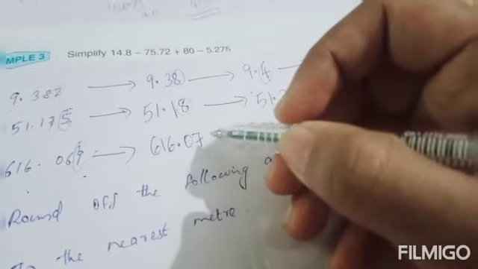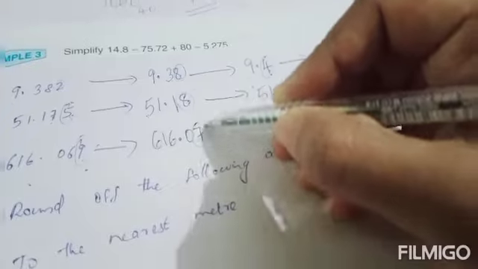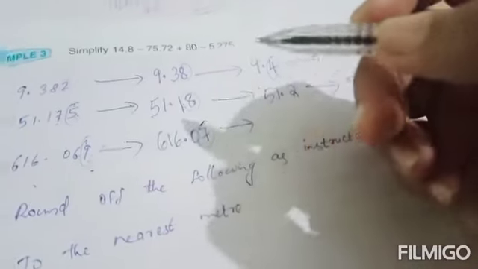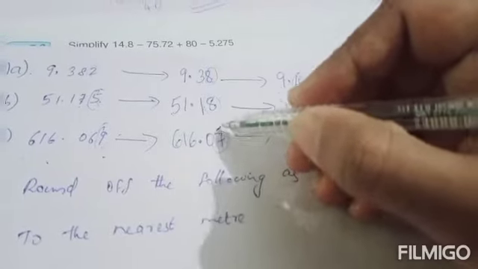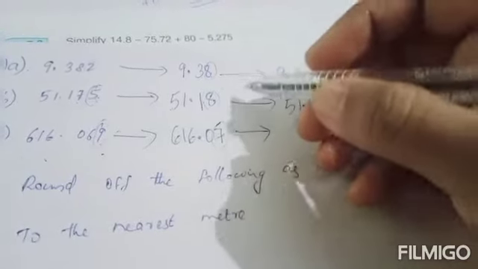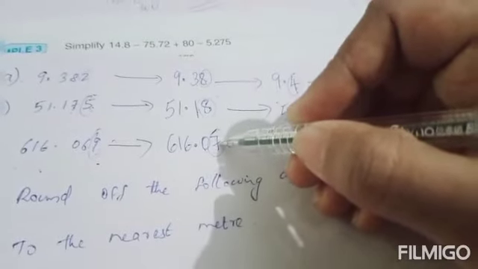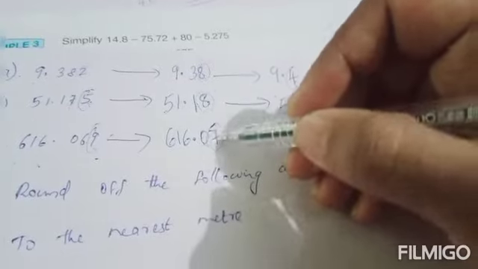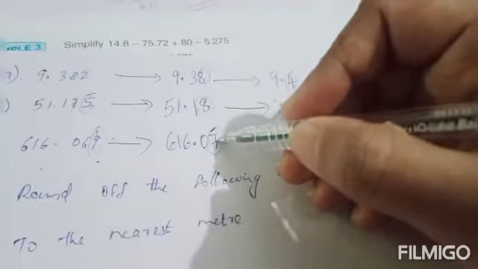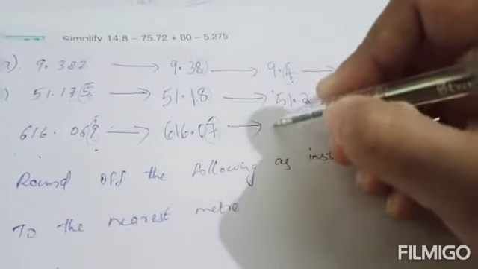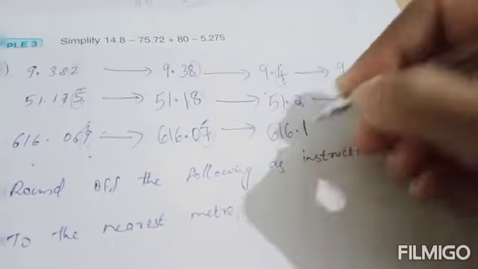Okay, now the 616.07 you need to round off to nearest 10th. So see the digit at 100th place, 7 is coming. So what to do? If the digit at 100th place is greater than 5, add 1 to 10th place digit and replace 100th place digit by 0. Okay, so 0 plus 1 you will get 1, and in place of 7 you can write a 0. So you will get 616.0 plus 1, 1.